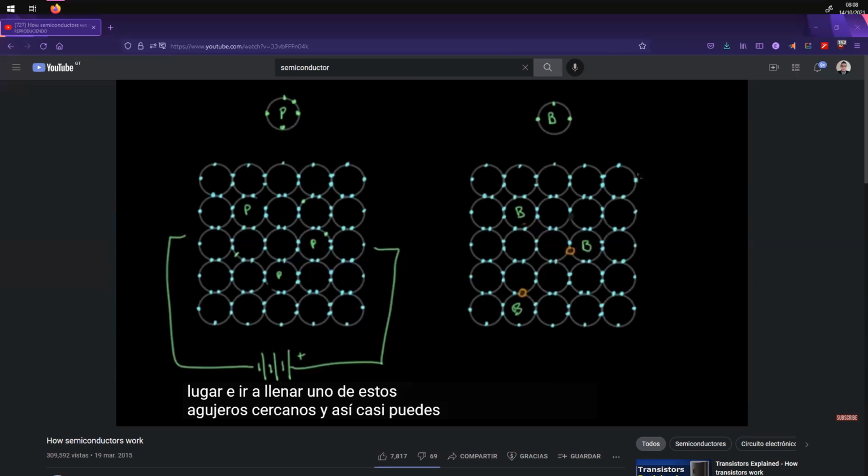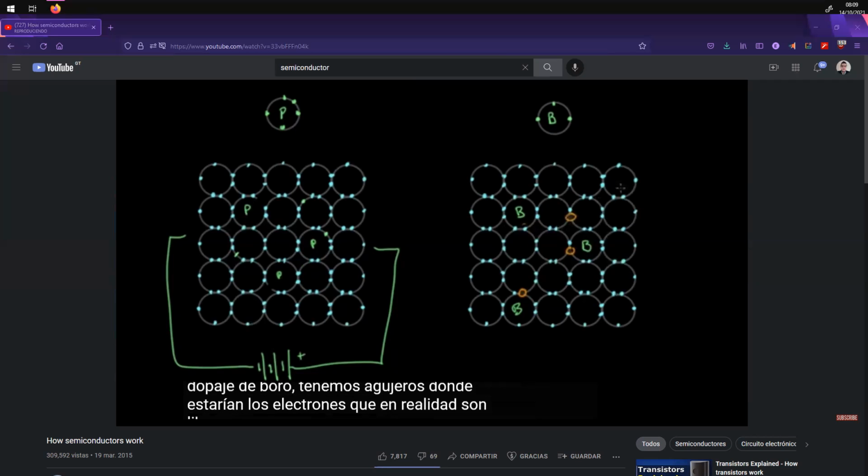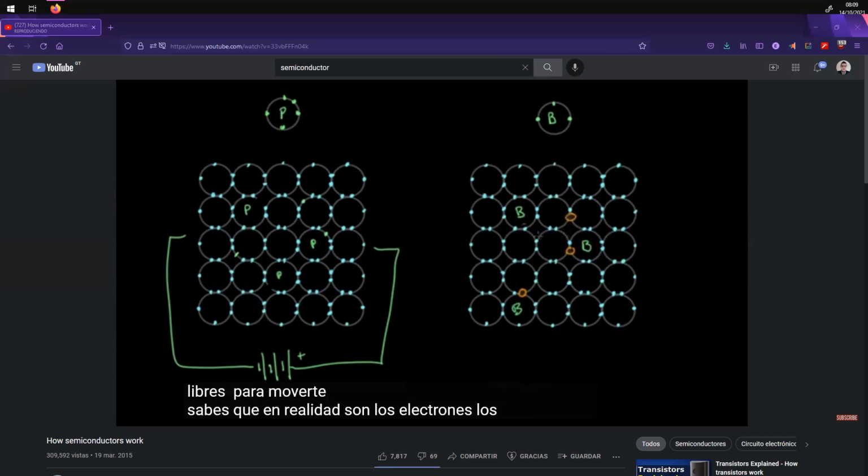And so you can almost think of it as if the holes are free to move around in here, where electrons would be. In reality, it's the electrons that are sort of jumping into the holes, but I like to think of it as if the holes are moving.